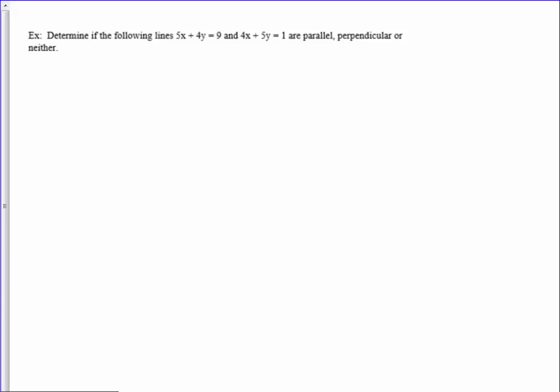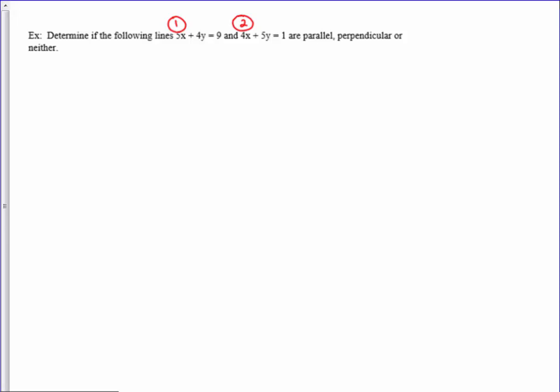In this example, we are asked to determine if the following lines are parallel, perpendicular, or neither. Recall that if two lines are parallel, their slopes are going to be equal. If two lines are perpendicular, their slopes are going to be opposite in sign and reciprocals of each other. So what we need to do in this situation is take both of the lines and determine their slopes.